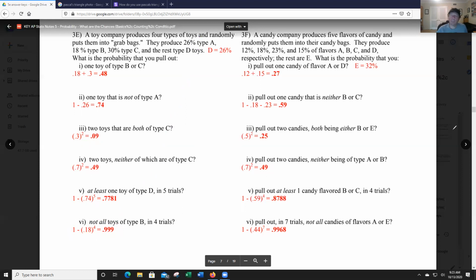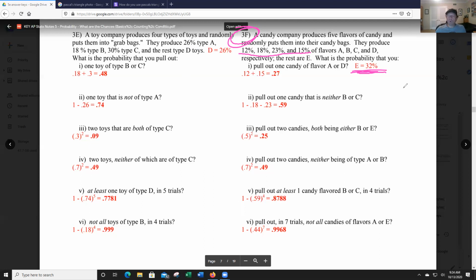Next one there. A candy company produces, I'm on 3F, by the way, 3F. A candy company produces 5 flavors of candy and randomly puts them into their candy bags. They produce that percentage. The rest are E. E is 32%, by the way. I did this because all of these need to add to 100%, which is something we talked about at the beginning of the course. Sorry, I didn't point that out in 3E.